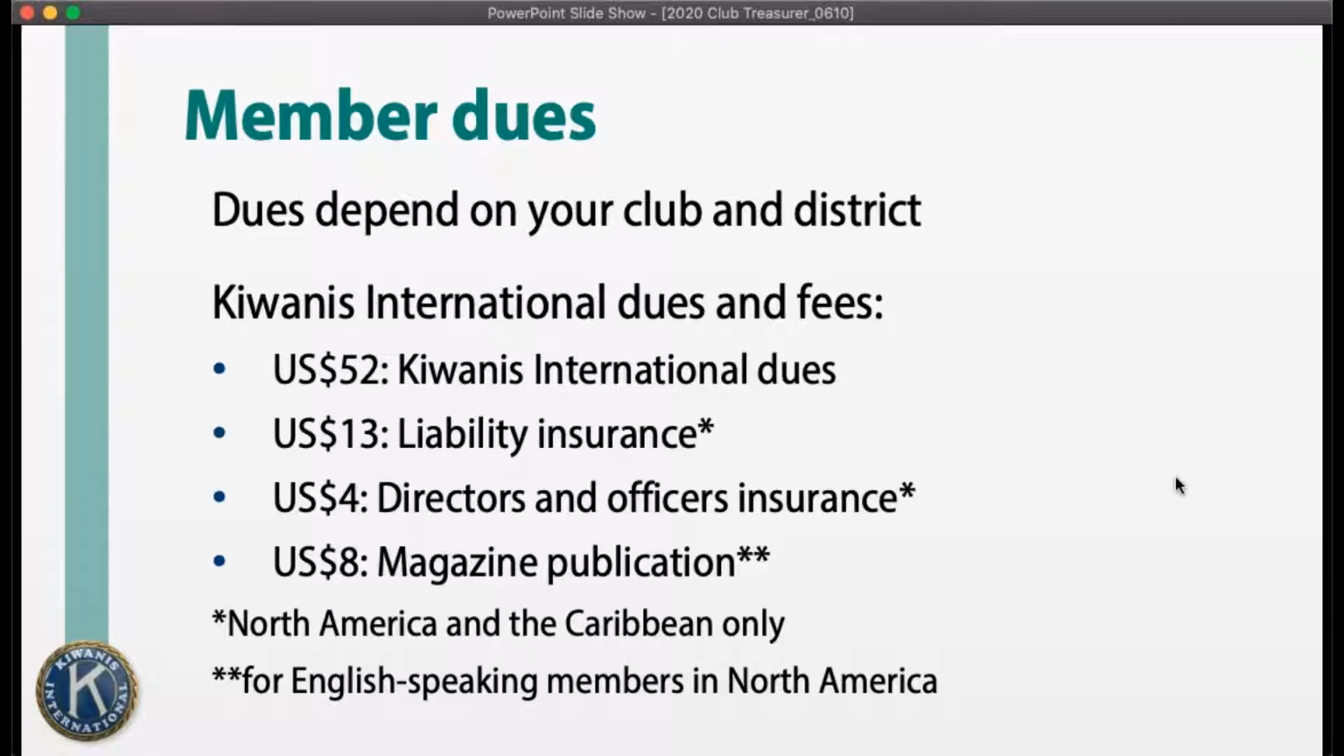You do not have to charge the same amount for all of your members, as long as this is something you have indicated in your club's bylaws. Discounted club dues for senior memberships or for opting out of prepaid meals are a popular option for many clubs. You might also notice things like liability insurance and directors and officers insurance is exclusive to North America and the Caribbean, whereas the $8 magazine publication fee is only for English-speaking members within North America.